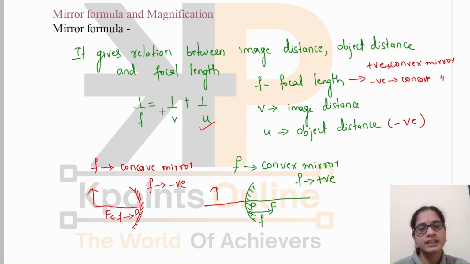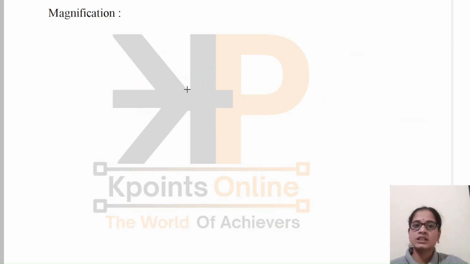Why it is used? If you are given the image distance, object distance, then it is easy to calculate the focal length. If you are given the focal length and the image distance, then you will be able to calculate the object distance. In this way, by knowing any two terms, the third term can be calculated easily by using mirror formula. Yes. Now, this is one more concept that we are going to study here, magnification.